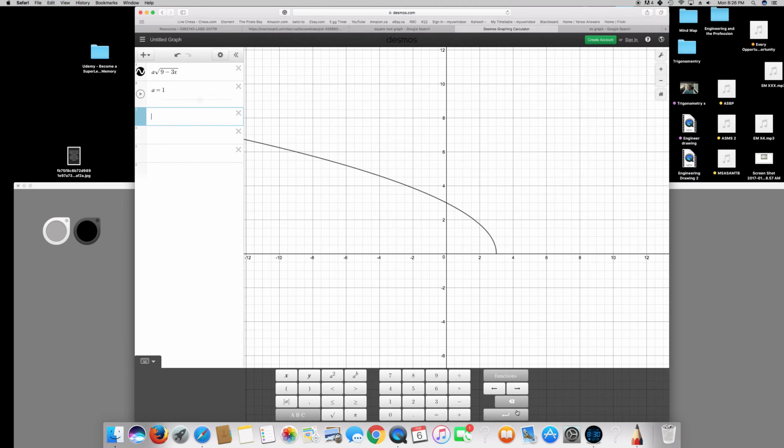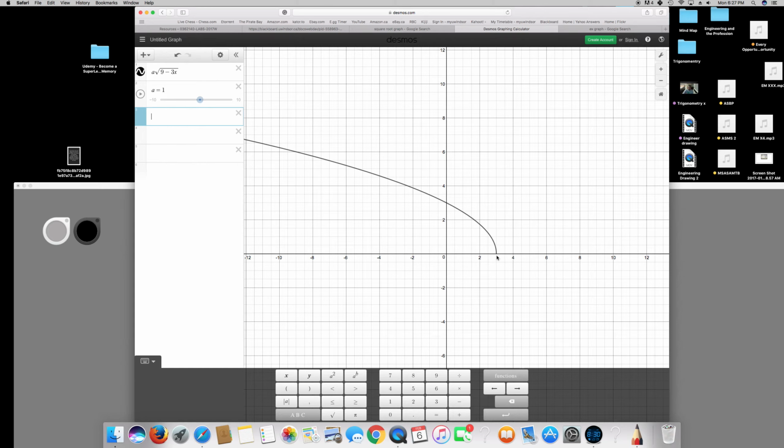Okay, 9 minus 3x. If you see this graph, if it's the root of x, this graph is going to be on the opposite side, this side, right? And since it is minus, it turned to the other side. And if you take negative 3 common, it's going to be x minus 3. That's why the graph moved 3 units to the right side, right?